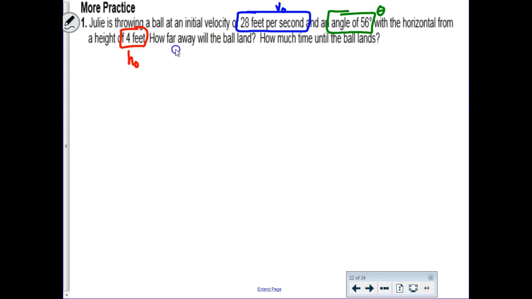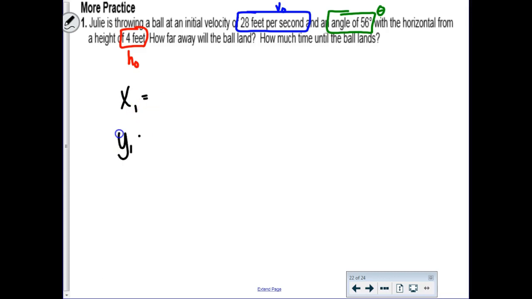And they want me to answer some questions about how far away will the ball land and how much time until the ball lands. Now this second question we could have answered with our Algebra 2 skills, but this first question we're going to need to use our parametric skills. So in parametric mode, I think your formula, is it like x1 and y1?